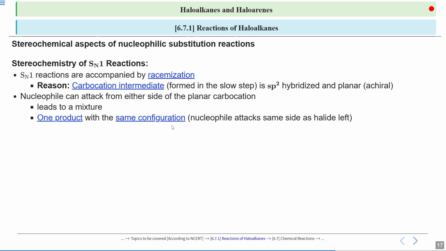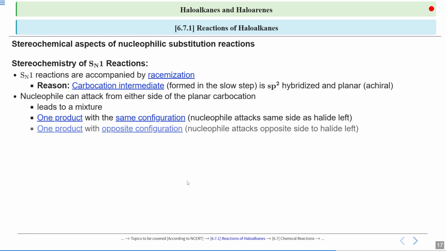One product has the same configuration, so the nucleophile attacks the same side as the halide left. One product you will get in the mixture has the same configuration as the reactant, because the nucleophile is attacking from the side from which the halide is leaving. The other product in the mixture has the opposite configuration from the reactant, because in this case the nucleophile has attacked from the opposite side to the leaving halide group.